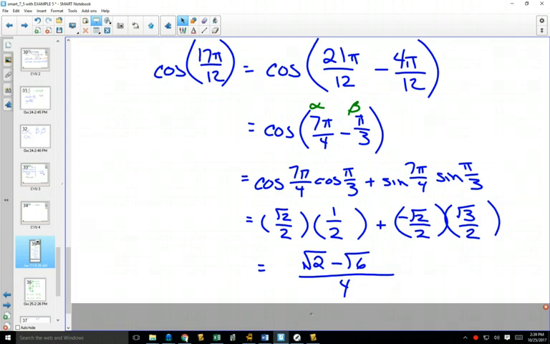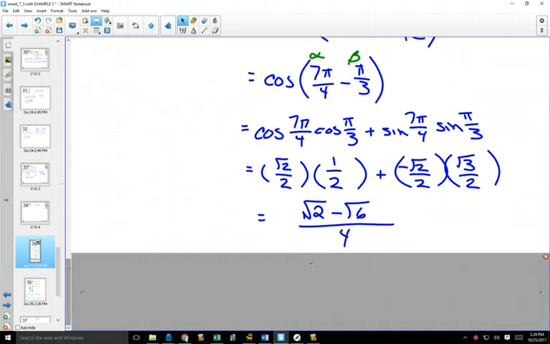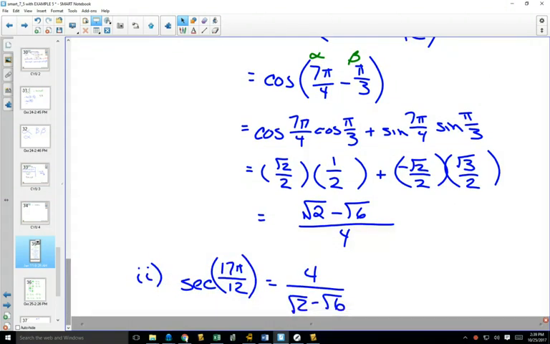Sometimes on the final exam, they have this question as part A, and then part B, they'll have something like this, secant of 17 pi over 12. Well, if you just figured out cos of 17 pi over 12, then secant of 17 pi over 12 will be the reciprocal, and you just take your answer and flip it. You wouldn't have to show any work.